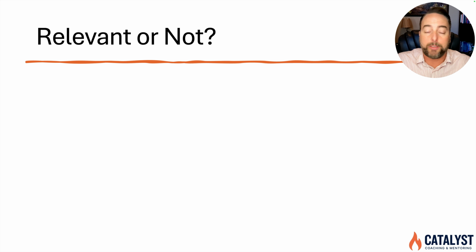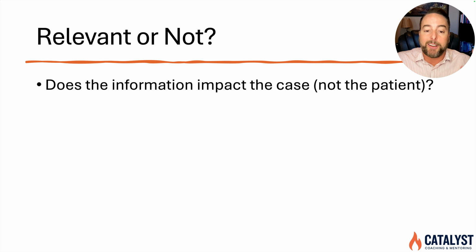Let's talk about how you know if something's relevant or not. Number one, does the information that you're putting in impact the case? Not, does it impact the patient? And this can get really confusing to legal nurses. I train legal nurses all the time in Catalyst, and this is a normal topic of conversation: how do you know, Randy? How do you know if it's relevant? Here's the truth. Sometimes you don't know if it's relevant early on, and that's okay, because as the picture starts forming, as you work through your case, then you can go back and determine if something needs to be taken out that you thought might or might not have been relevant.